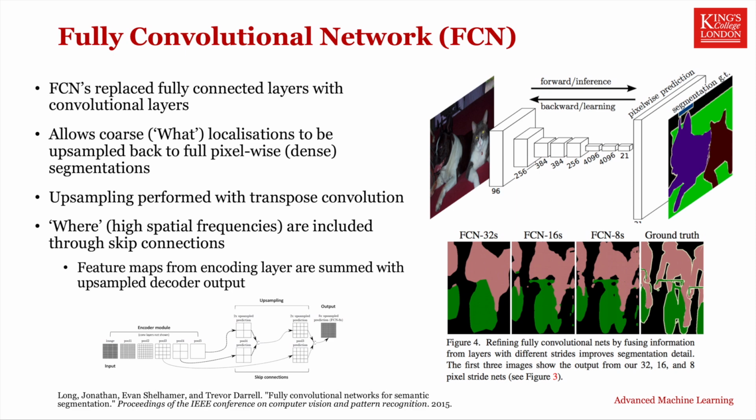Thus, the encoder may be seen as detecting what is in the scene, and the decoder is mapping this back up to the original image resolution to detect where all the pixels corresponding to this input may be found. Where for fully convolutional networks, upsampling is performed through learning transposed convolutions.